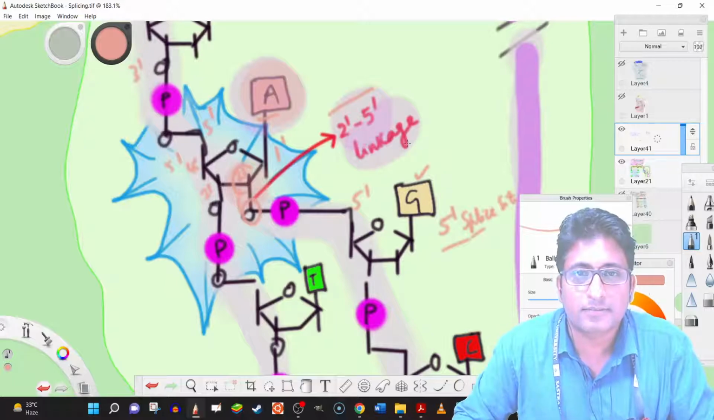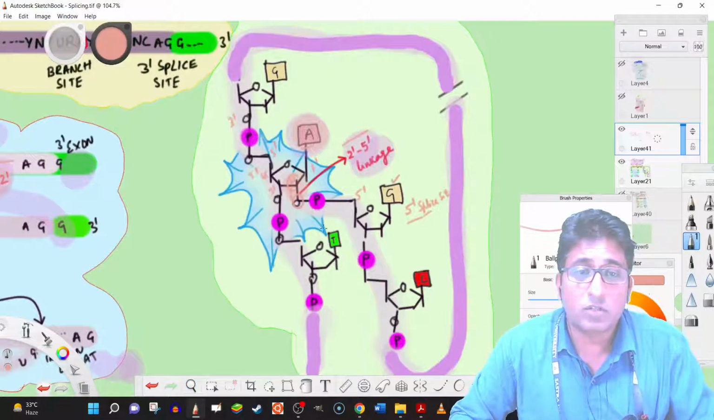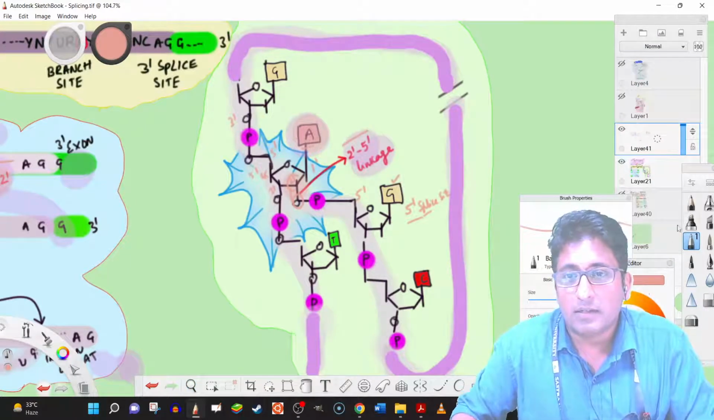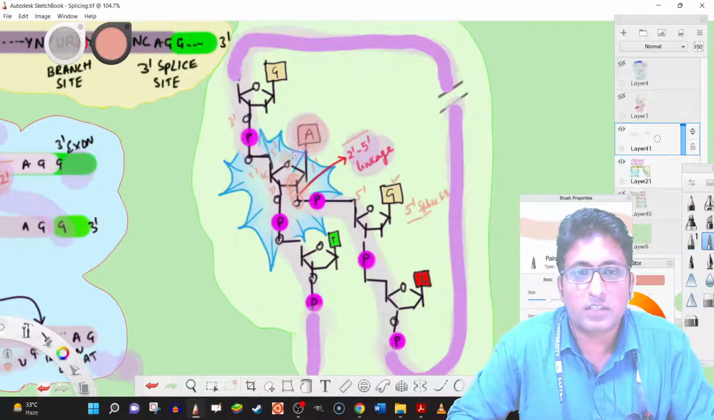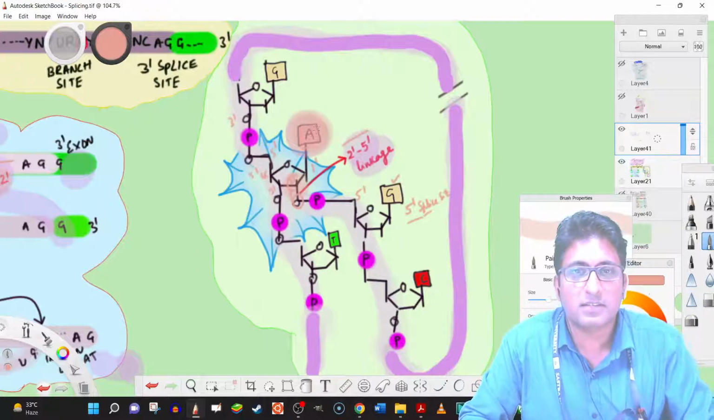So the lariat, once it has formed, is also called the three-way junction, because you find that there are three different ways that you can see. This is one way, this is another, and this is another. And in the center of it is this branch site adenine.